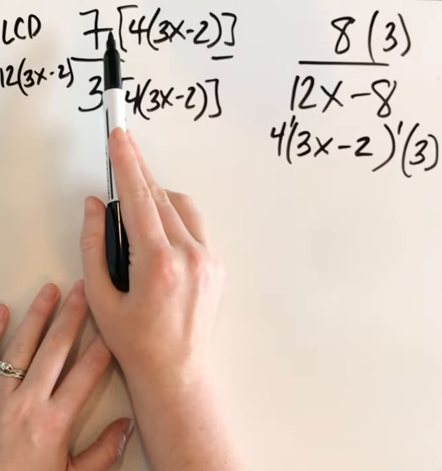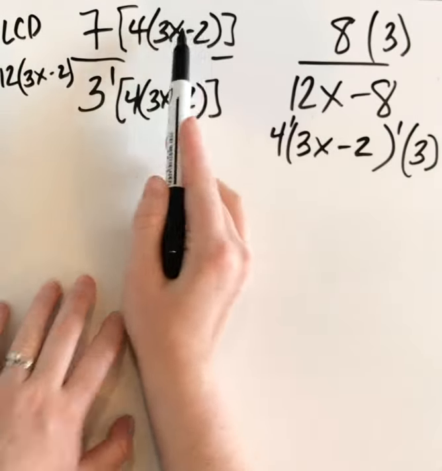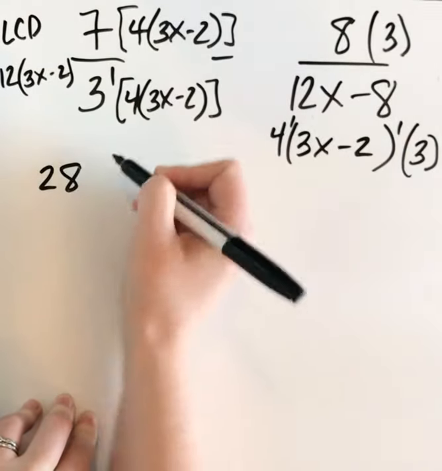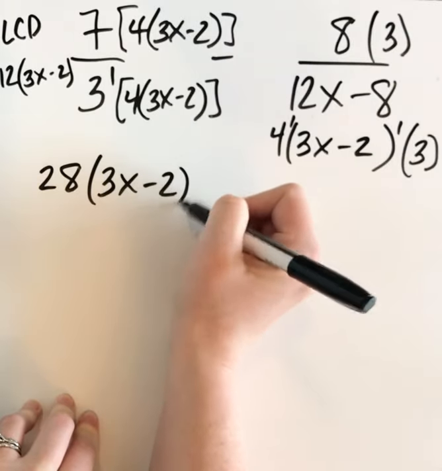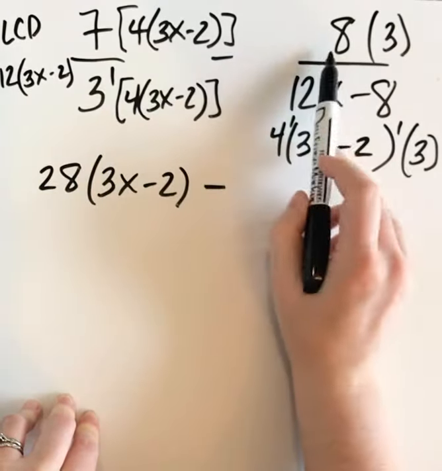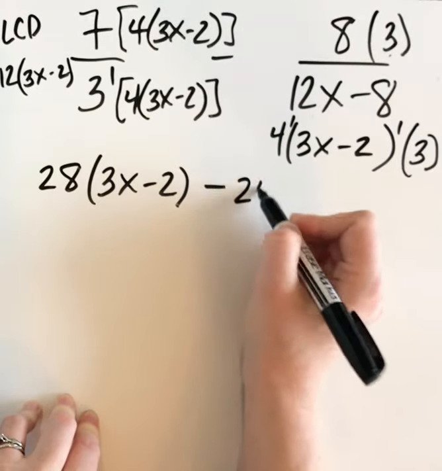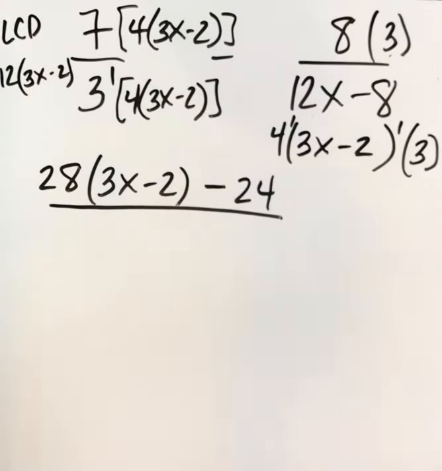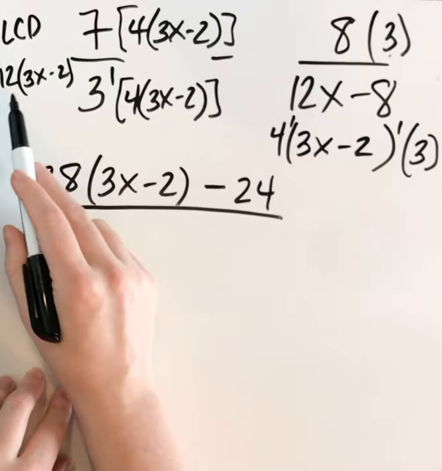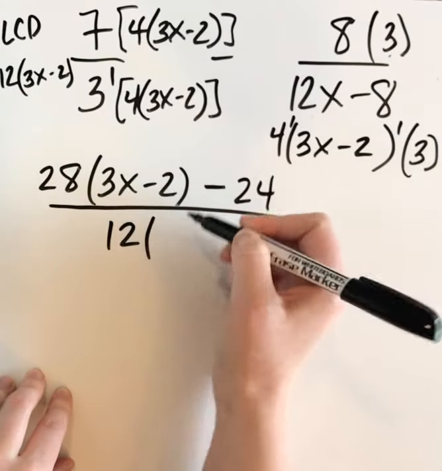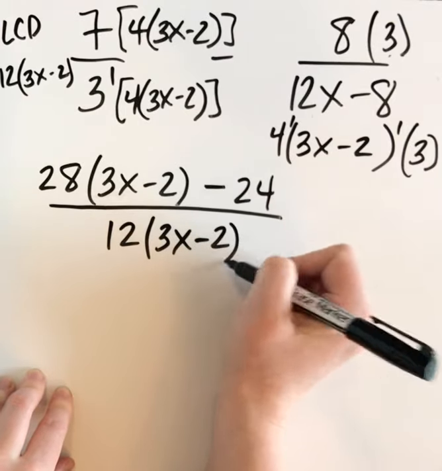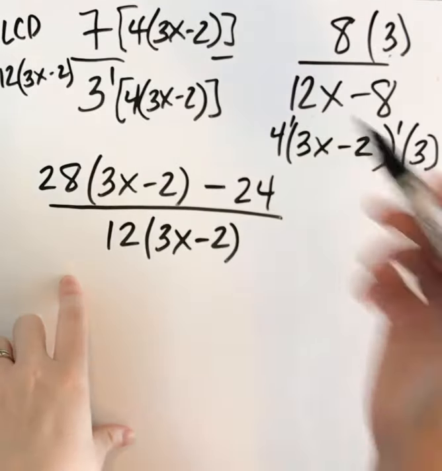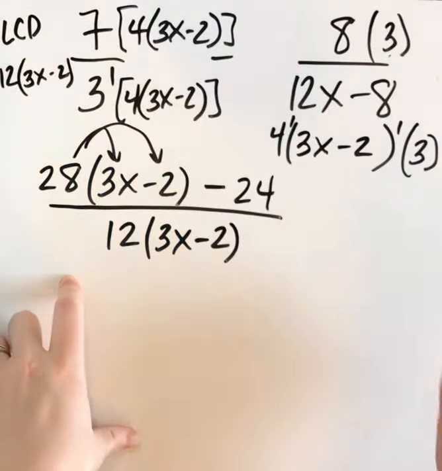At this stage, I would recommend distributing in what you can in the numerators. So I'm going to go ahead and do the 7 times 4 and get 28, 3x minus 2. I'm still subtracting, minus the 8 times 3 gave us 24. And this whole thing is over that new least common denominator. And I'm just going to leave it how we had it in the factored form, 12, 3x minus 2. Now we're not quite simplified. We have to go a little further here.